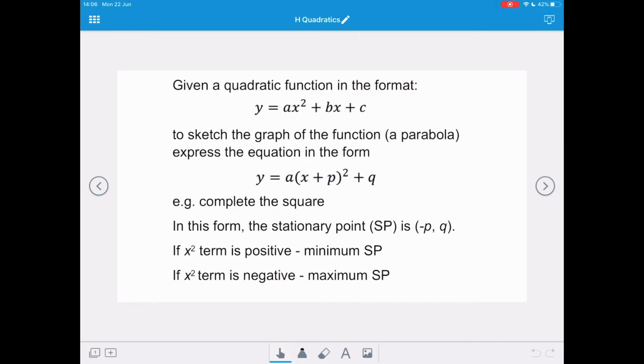So given a quadratic function in the format y equals ax squared plus bx plus c, to sketch the graph of the function, a parabola, we express the equation in the form y equals a(x plus p) all squared plus q. In other words, we complete the square. In this form, the stationary point is (negative p, q), and if the x squared term is positive, we have a minimum stationary point, and if the x squared term is negative, we have a maximum stationary point.